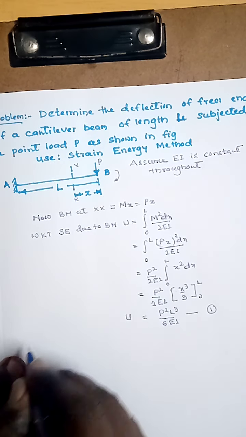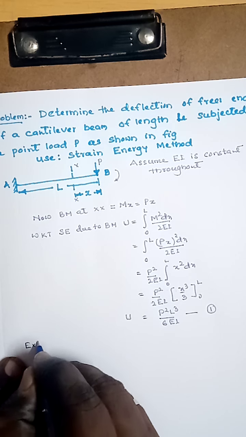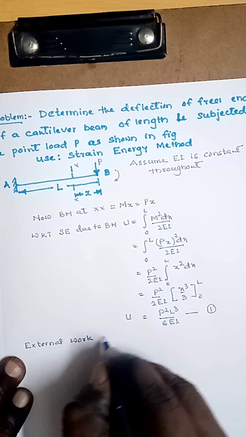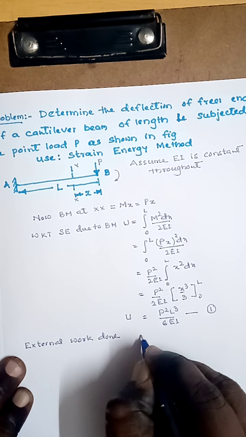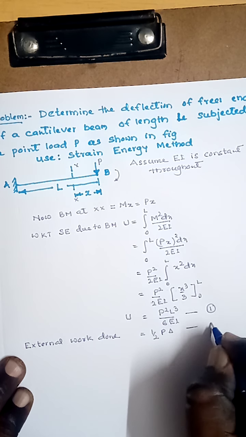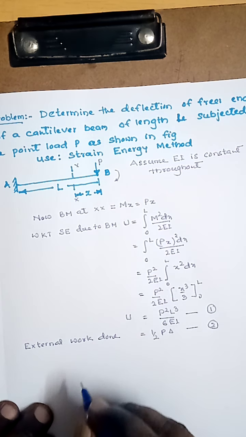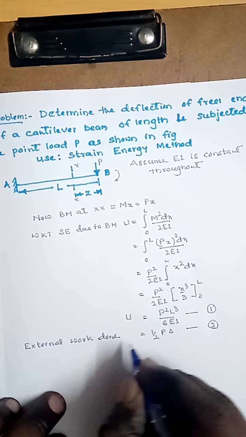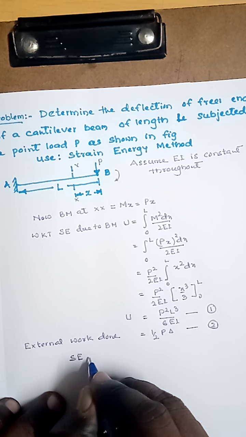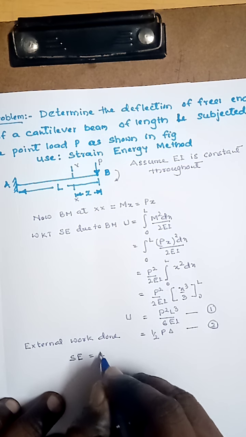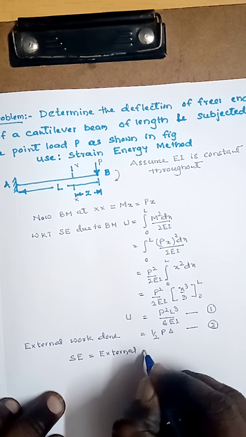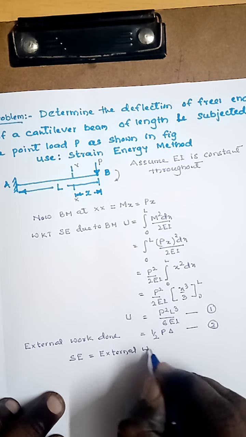Now the external work done. The external work done due to load equals half into P into delta, where P is the applied load, delta is the deflection at the point of application of the load. We know that strain energy or the internal work done equals external work done. That is the principle of strain energy.